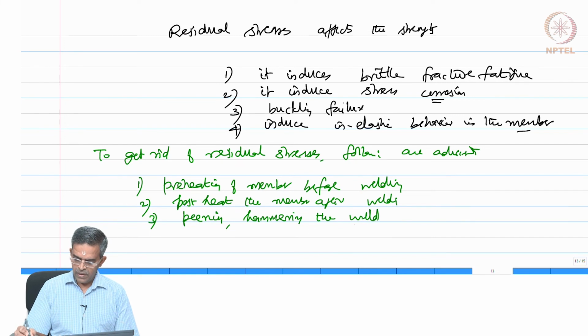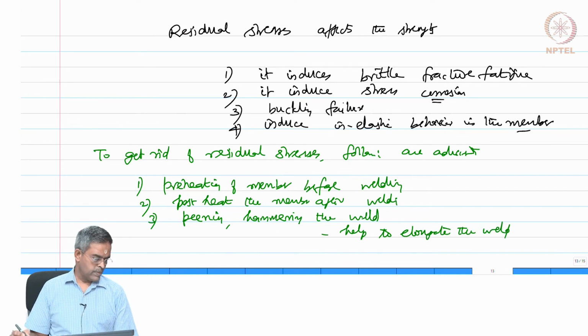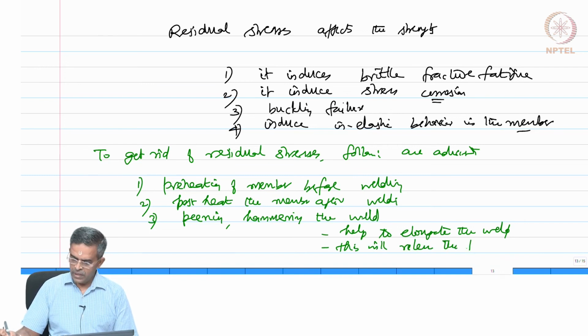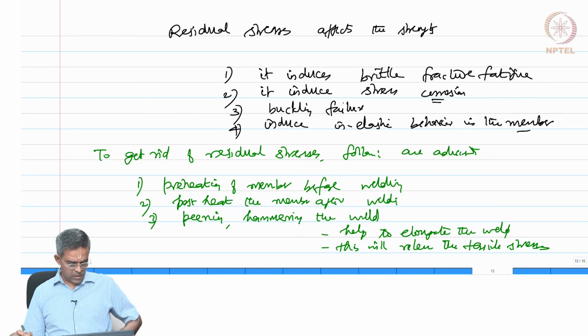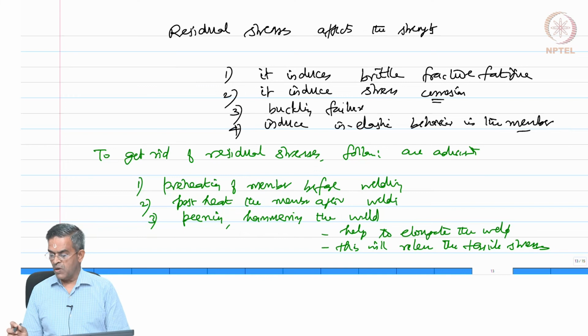This will help to elongate the weld, and this will relieve the tensile stresses which are residual in the weld. Okay. So, these are some of the aspects which I wanted to discuss about the factors affecting the strength.